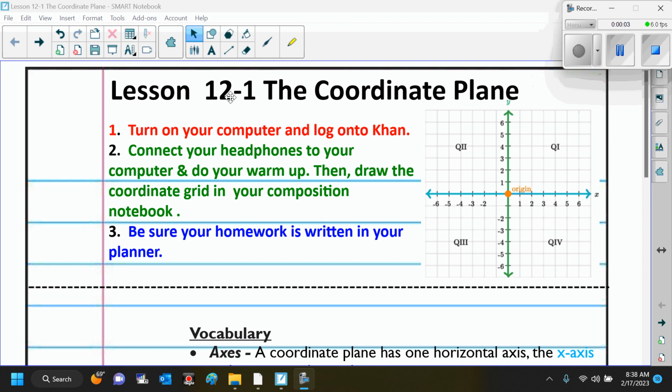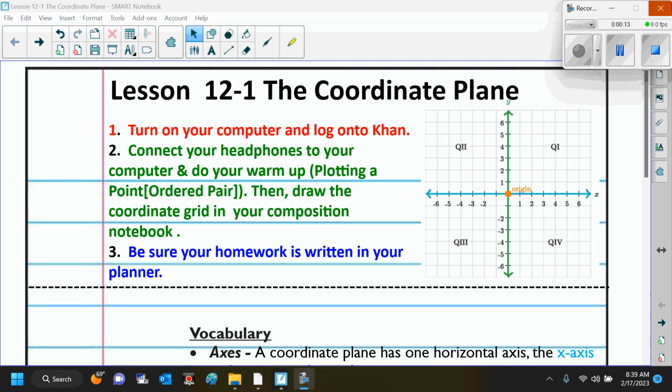Alright, so today's lesson is 12-1, which is the coordinate plane. Make sure that you watch the video. The video is called Plotting a Point on Ordered Pair. Once you watch that video, you need to make sure you draw this coordinate plane in your composition notebook to get ready for class.